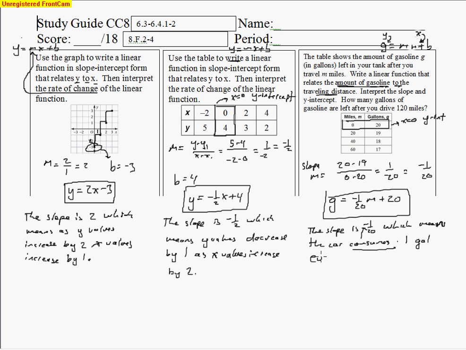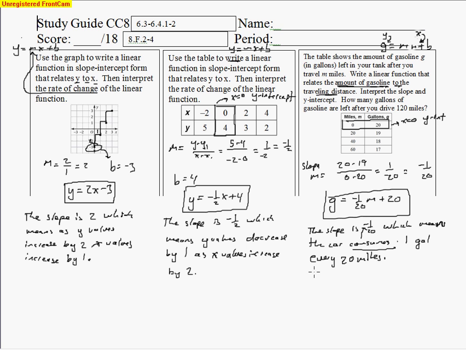every 20 miles. So 1 gallon it consumes. That's where the negative sign came from, positive 20. And that's why it makes more sense to have the negative sign with the 1 rather than the 20. Otherwise, we'd be gaining a gallon every negative 20 miles, and that's hard to understand.